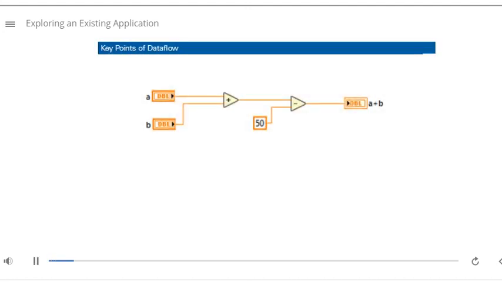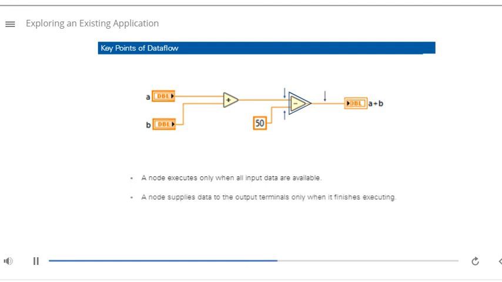LabVIEW uses a Dataflow model for running VIs. The rules of Dataflow are as follows. First, a node can only execute when data are available on all of its required inputs. Then the node executes. Finally, a node supplies data to its outputs only after the node has finished executing. It's the flow of data that determines the execution order of a block diagram node. Therefore, a block diagram can have simultaneous operations.